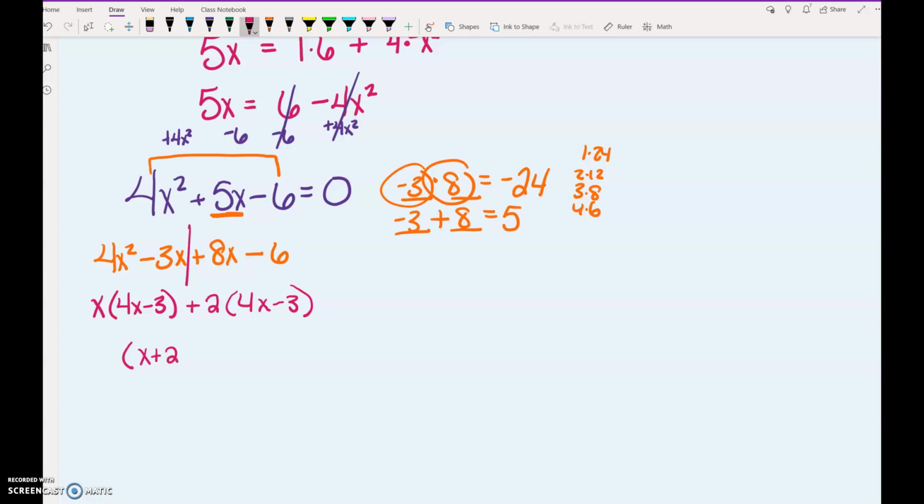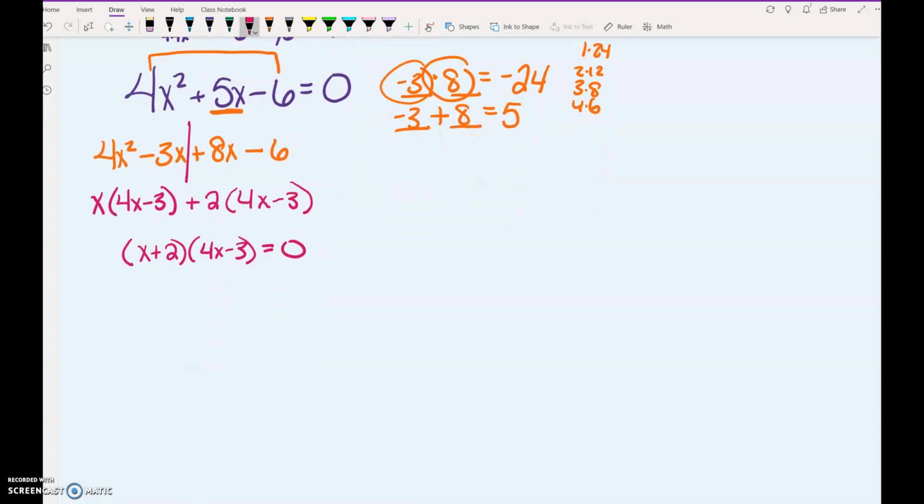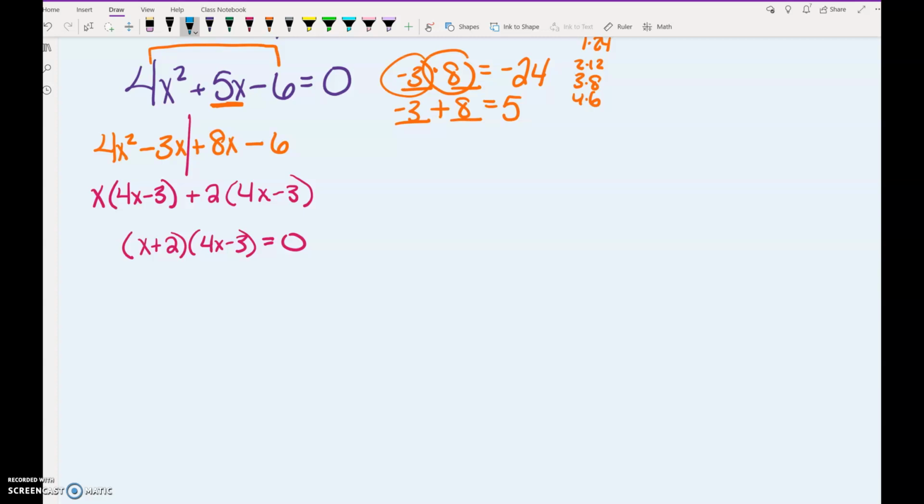So we have x plus 2 times 4x minus 3 equals 0. For solving this blue one, your solution is x equals negative 2. What about this green one? What's the solution for the green part? Positive 3/4. You'd have to do 4x minus 3 equals 0, add 3 to both sides, divide both sides by 4, x equals 3/4.